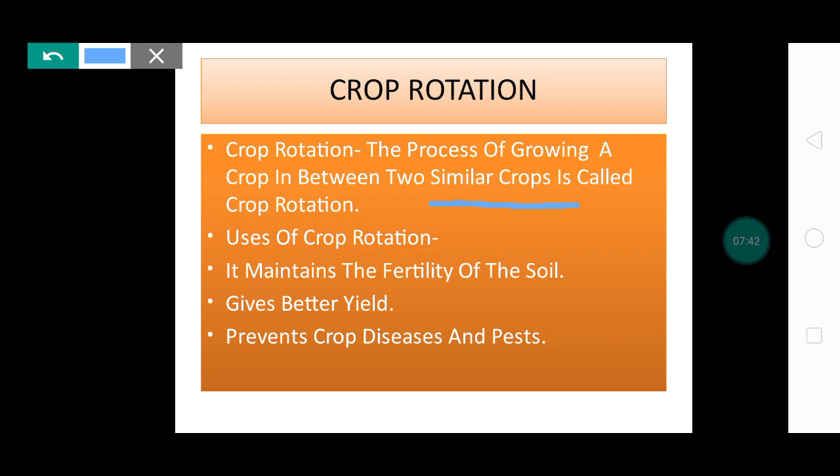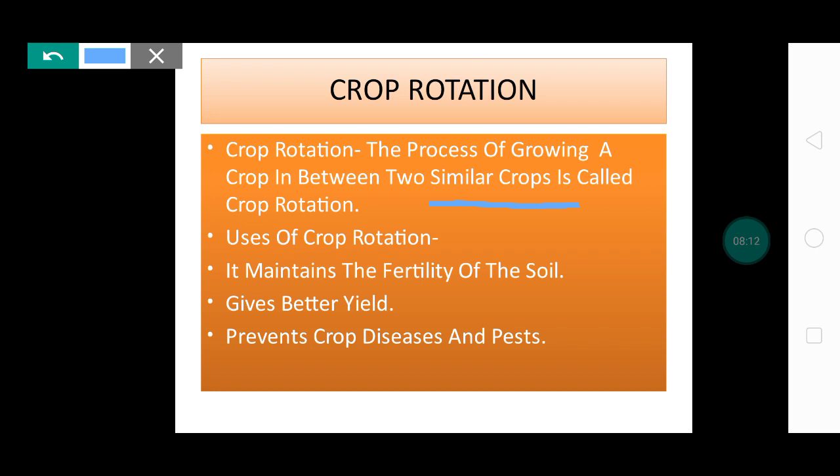Now why leguminous plants? We know leguminous plants contain nitrogen fixing bacteria, which is known as rhizobium. And what is the role of rhizobium bacteria? They convert free atmospheric nitrogen into nitrates, and this enriches the soil with nitrogen and increases the fertility. So this is what happens during crop rotation.